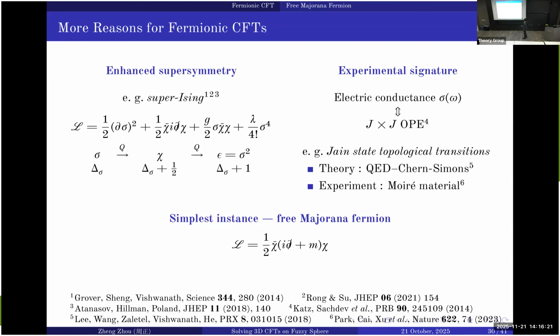For example, the electric conductance is a universal quantity at the critical point, which is given by JJ OPEs. For example, the topological transitions between the Chern states are experimentally relevant to the Moiré materials, and they are theoretically described by the 2D Chern-Simons theory. But before all these, let us focus on the simplest instance, the free Majorana fermion.